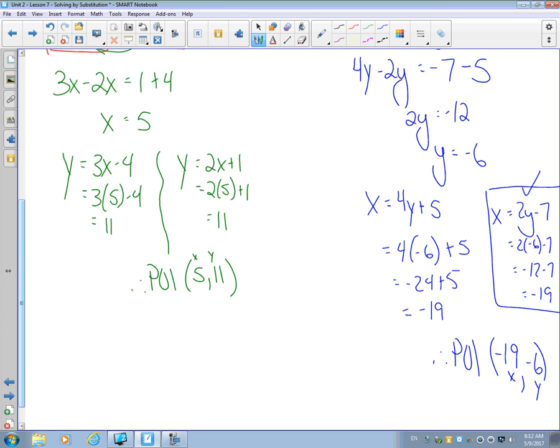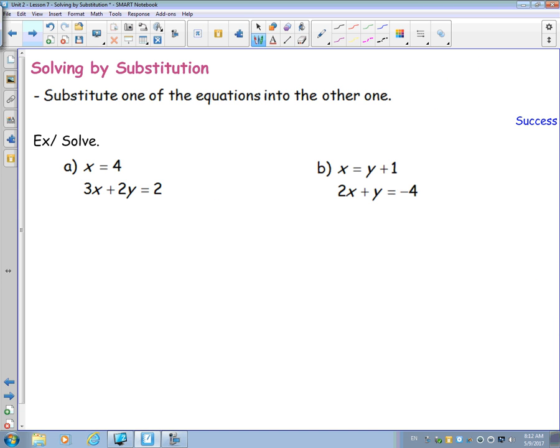We call this method comparison. Thinking about these two things, they have to be equal. They have to be the same values. There is a second method we can look at. We call this one substitution.